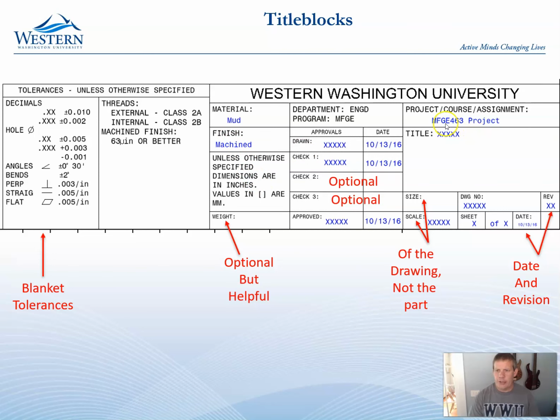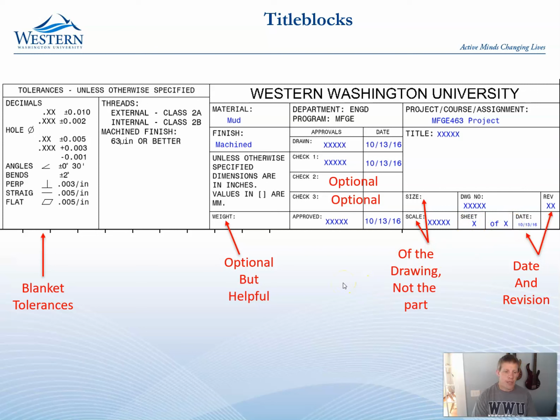For everything that you do in this class, I want a real project name in here. So I don't want to see Manufacturing 463 project. You could have project 1, or you could have gauge project. That would be fine. Title, I want to know what the name of the part is, so you should put the name of the part in here. And then drawing number, you're just going to have to make something up, but I want to see something. And then sheet 1 of 10 or 1 of 1, something like that, just so we know how many drawings to be looking for.